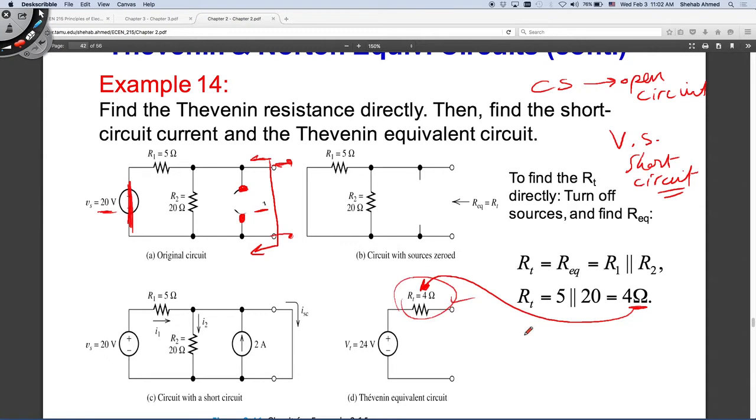For me to know the voltage source, I have to solve the circuit. I don't have a choice, right? So for me to solve the circuit, what do I need to do?